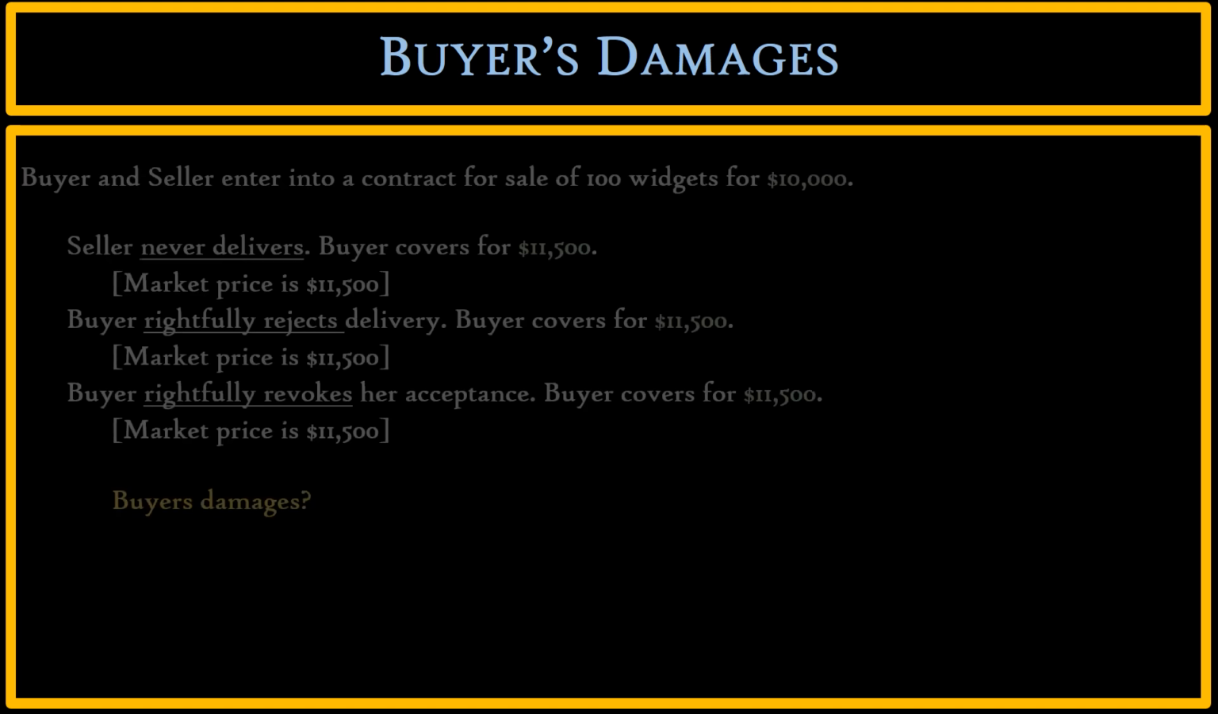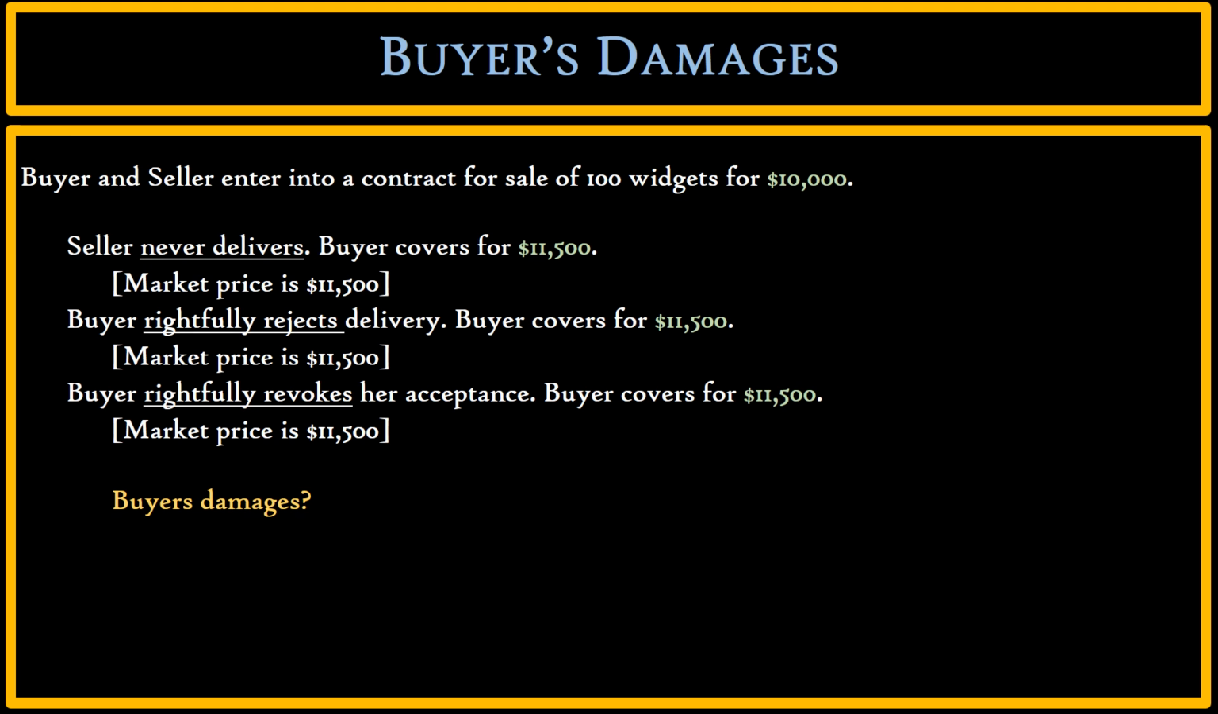All right, here's a basic fact pattern that has several different scenarios through which we can explore what buyer's damages will be when seller is in breach of the contract under the UCC. So buyer and seller enter into a contract for the sale of 100 widgets for $10,000. So contract price is $10,000.